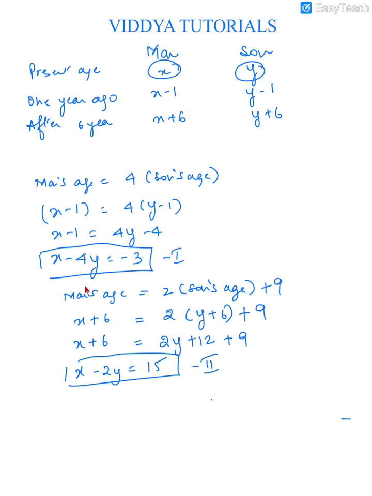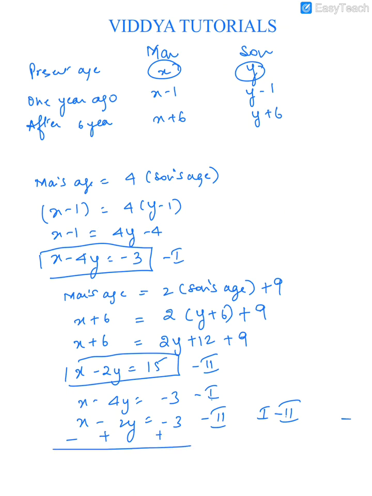So again, man's age after 6 years exceeds twice his son's age by 9. Instead of equal to, you can put a minus sign also for exceeds. It means the same equation. When you solve the two equations, it becomes very easy because the x can be eliminated over here, but you need to change the signs because the signs are same. So you are subtracting the two equations, so it is 1 minus 2.